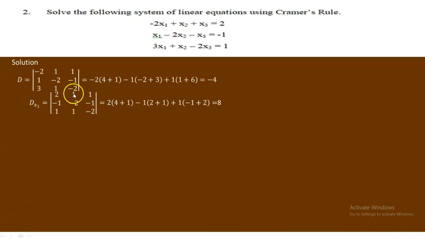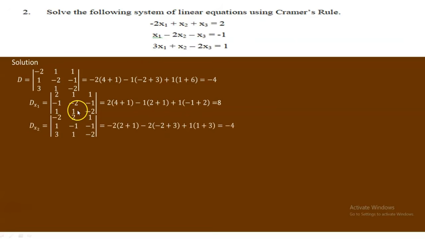So you need to take -1 here; plus, minus, plus is considered. So -1 comes here. Now again, delete the first row and second column. This 2 makes 2, and +1 can come, right? Here it is plus. Coming here, deleting the third column in the first row, -1 plus 2 can follow, and this simplification makes 8. So dx1 is determined. Similarly, students, you need to determine dx2.